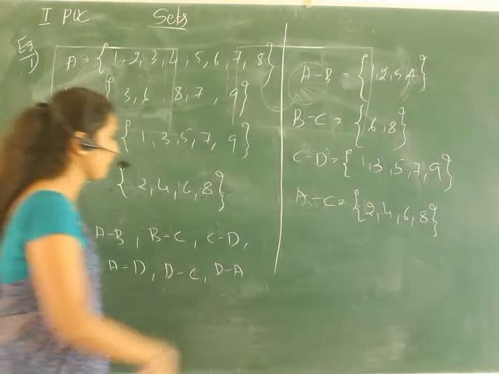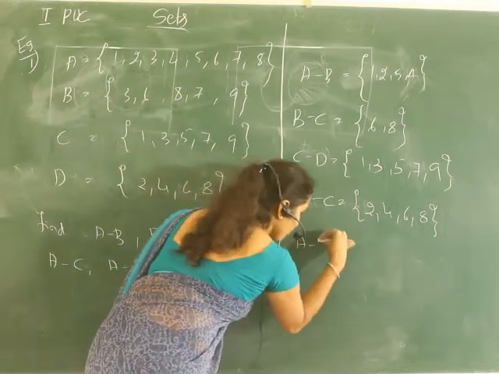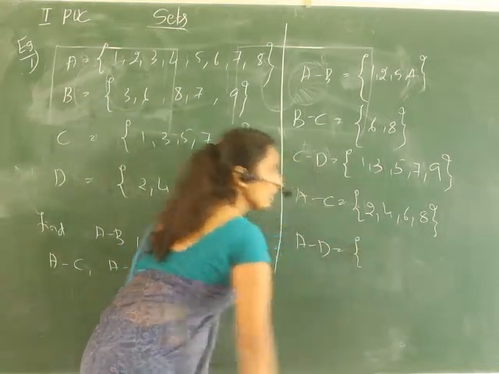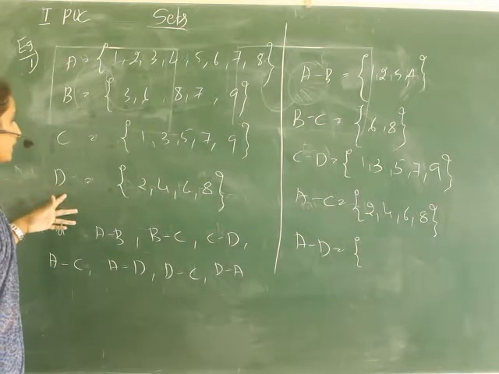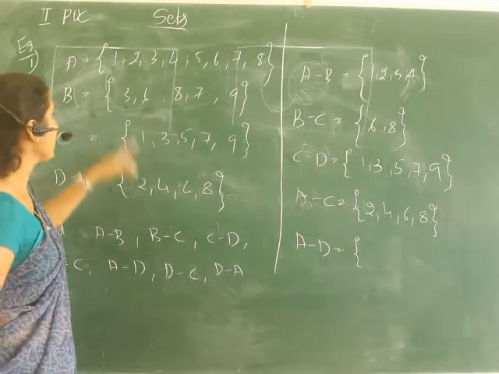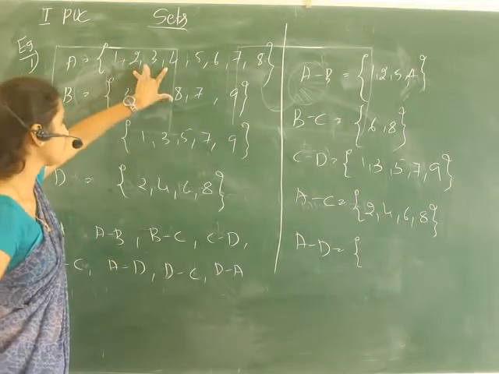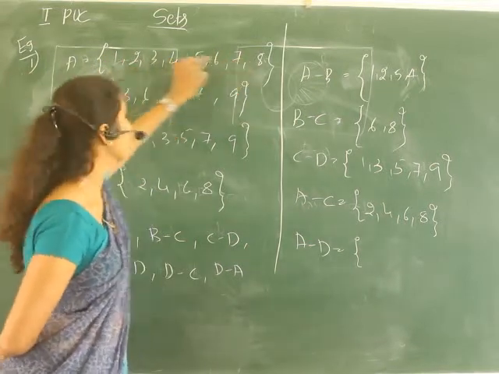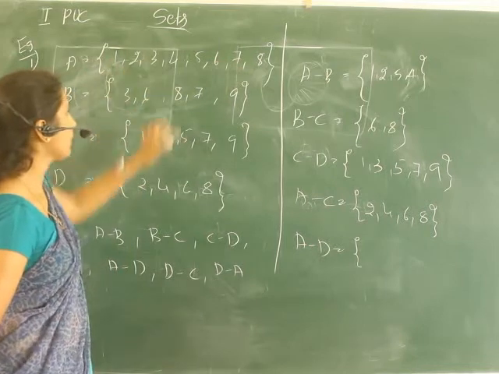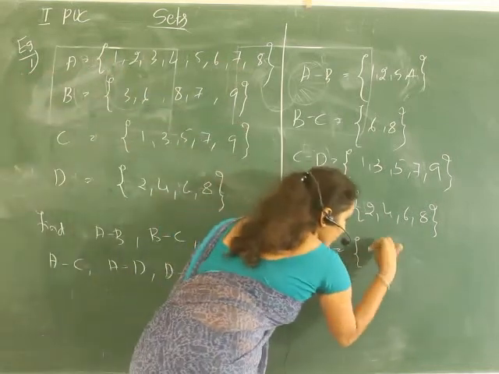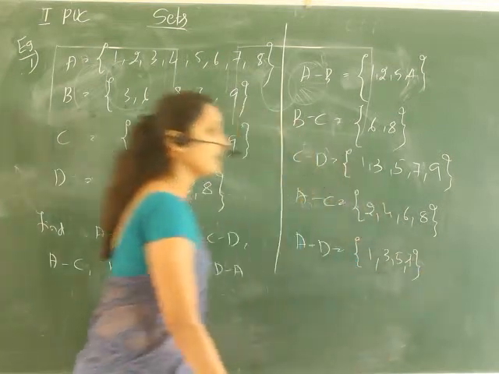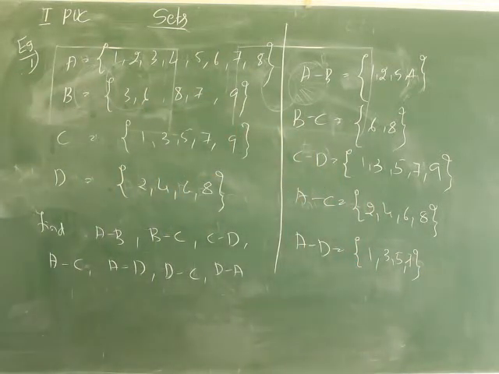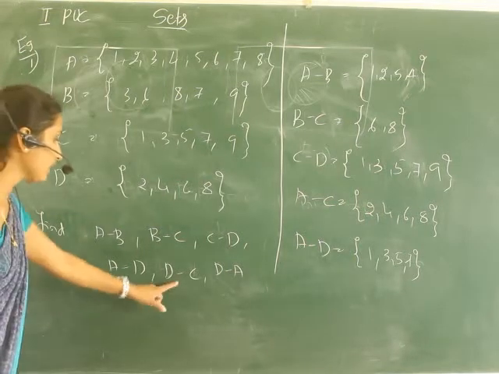So what is A minus D? A minus D is the elements present only in A, not in D. So 2, 4, 6, 8 are present here. So 2 cannot be written, 4 cannot be, 6 cannot be, 8 cannot be written. The remaining are 1, 3, 5, 7. The elements which are present only in A, not in D. Next, D minus C.